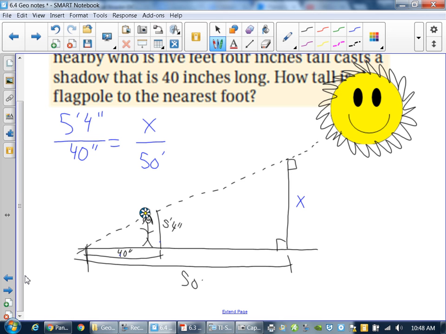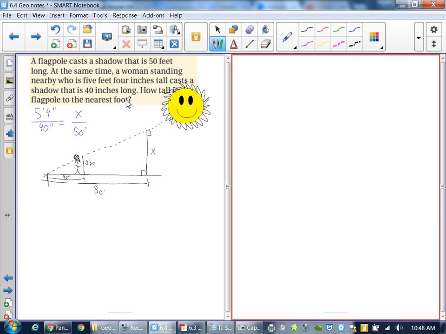Convert to the smaller. How many inches are in a foot? We have 12 inches in a foot. So 5 feet is how many inches? 60. So you have 60 for the 5 feet plus the 4 inches gives you how much? 64. So we get the ratio of 64 is to 40 as x is to, well, 50 feet. Multiply that by 12, what do you get? 600. Excuse me.